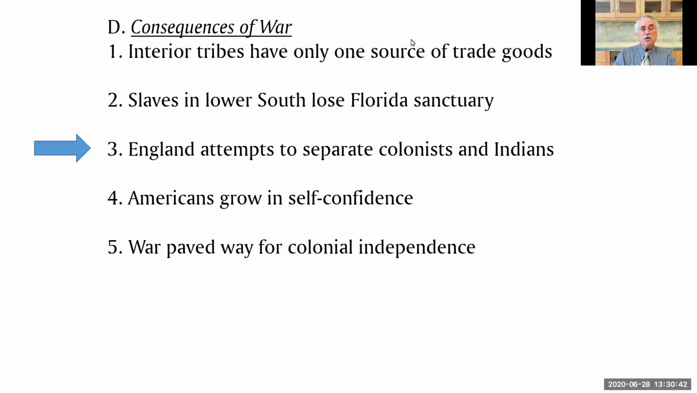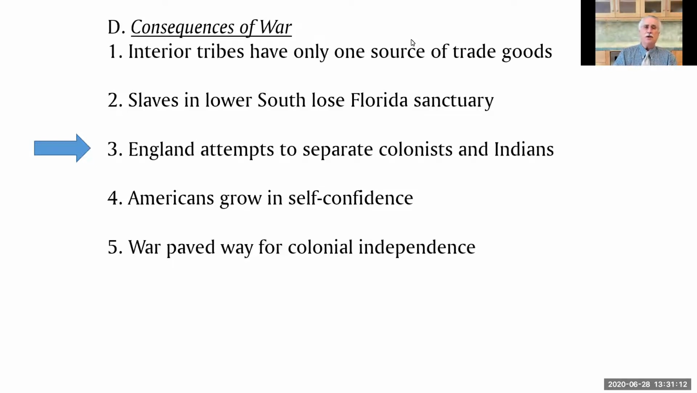The Seven Years' War also, as point 5 here indicates, paved the way for colonial independence, because the legislative bodies, or the lawmaking assemblies, in the colonies demanded more power. They were asked by England to raise taxes, and they agreed to raise taxes in exchange for having greater power and greater independence.